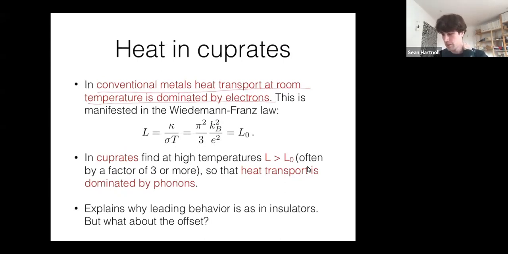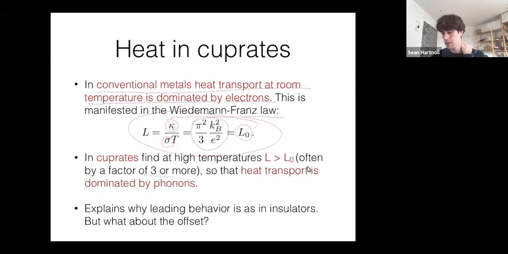And one manifestation of this is the Wiedemann-Franz law, which is the ratio of the thermal and the electrical conductivity. Because they're both carried by the same thing, the electrons carry both the heat and the charge, they're related in a sort of universal way. That's called L0, the Sommerfeld number. In cuprates, however, at room temperature, you find that this L, the thermal conductivity, is much bigger than it should be, at least by a factor of 3 and often by a factor of 5 or 6. This holds in copper at room temperature, more or less.